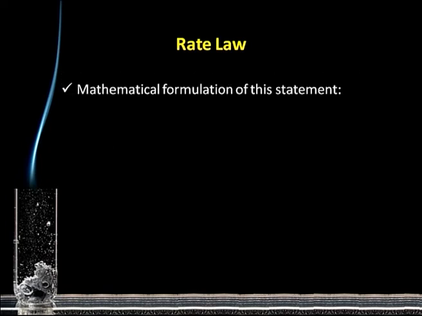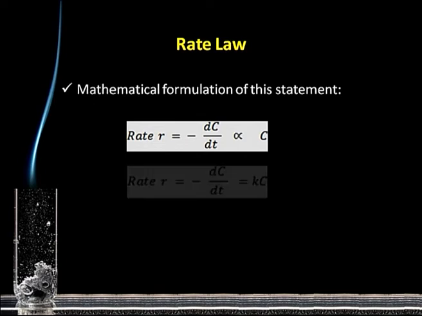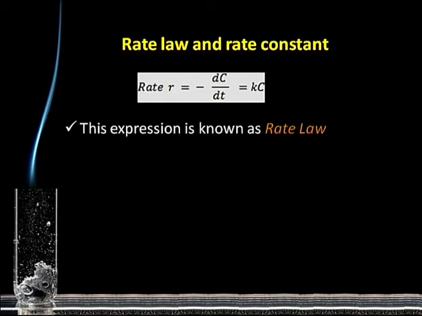So, the mathematical formulation of this statement is rate R equal to minus dC by dt proportional to C, where C is the concentration. We can introduce the proportionality constant K here, so that it becomes minus dC by dt is equal to K into C. As I told you, C is the concentration. We can use this equation to find out what is K. The expression is known as rate law.